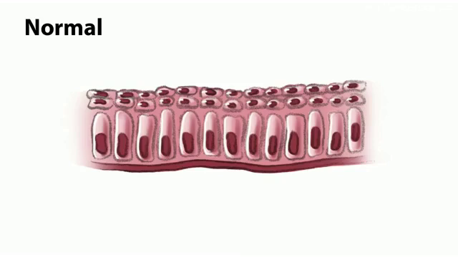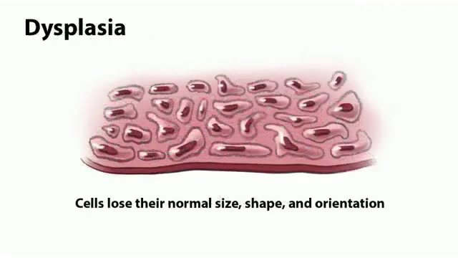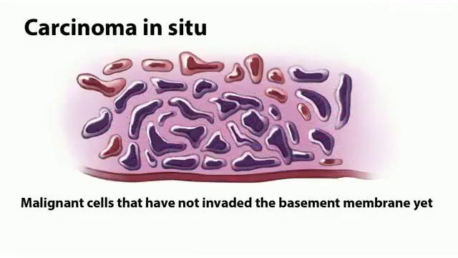So, how does a benign tumor become malignant and start to spread? Well, there are several steps involved. First, there might be progression from normal to hyperplasia, where you just have increased cell number. And then as those cells begin to lose their normal size and shape and orientation, we call that dysplasia. And remember, normal tissue is generally very organized and orderly, but with dysplasia, things are starting to look disorganized. And then that dysplastic tissue can become carcinoma in situ.